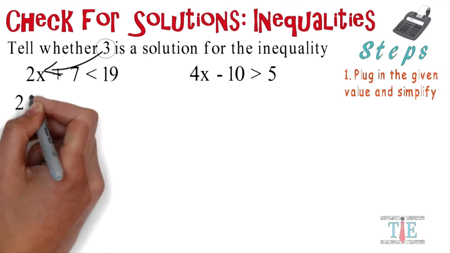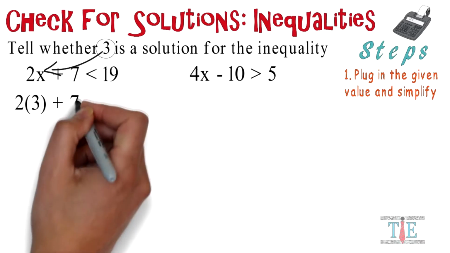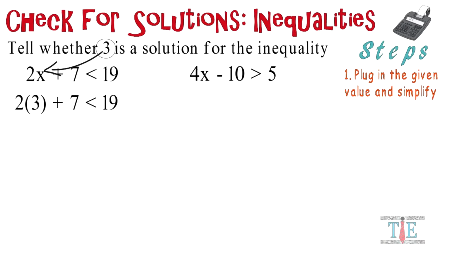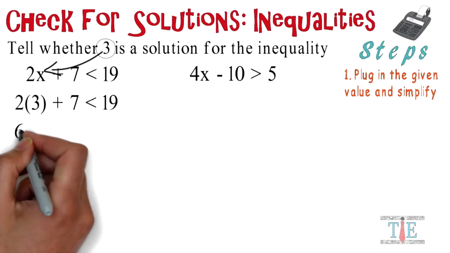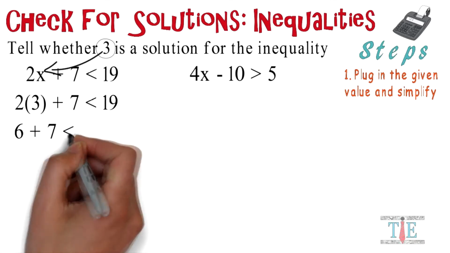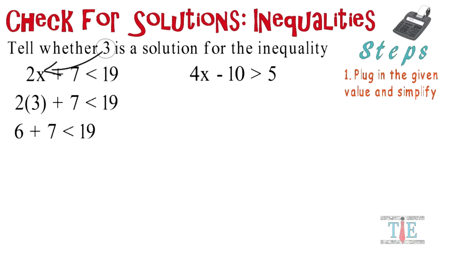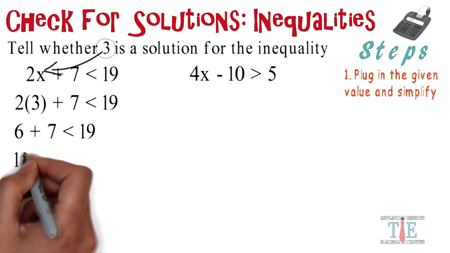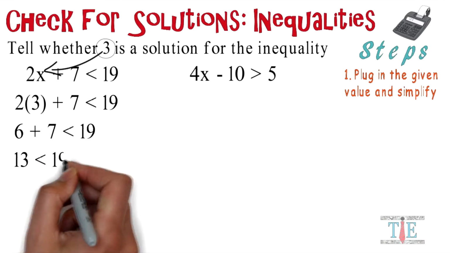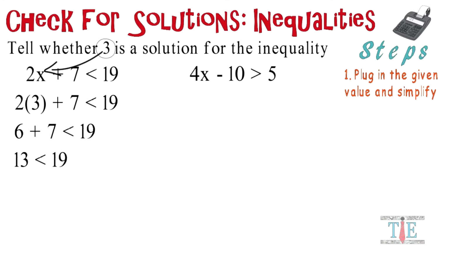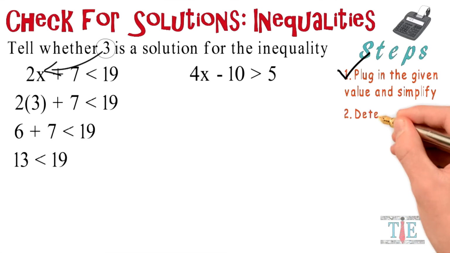Plug it in for x, and you get 2 times 3 plus 7 is less than 19. Further simplifying, you've got 6 plus 7 is less than 19. 6 plus 7 gives you 13. 13 is less than 19. And let's check off step 1 and move on to step 2.